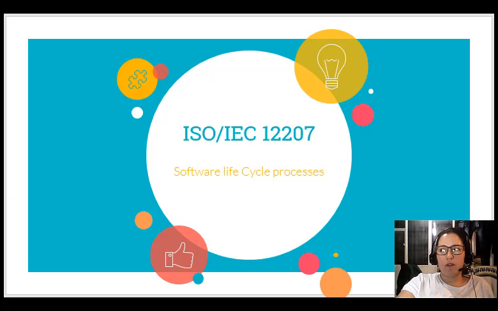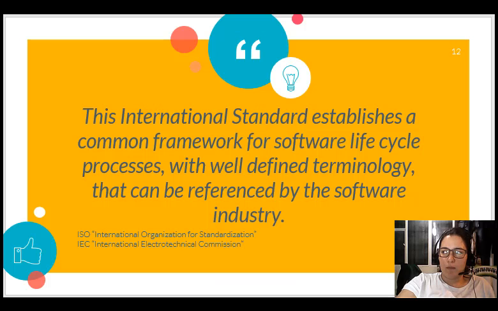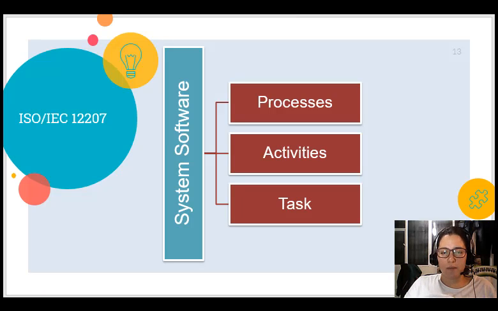Next, ISO/IEC 12207 and software life cycle processes. It contains processes, activities and tasks that are to be applied during the acquisition of a software system, product, or service, and during the supply, development, operation, maintenance, and disposal of software products.